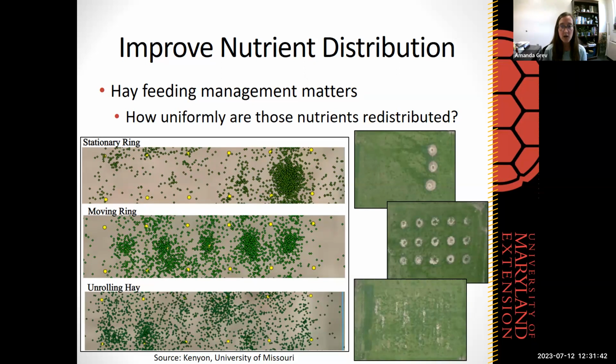And you can see on the left-hand side, all of those little green dots represent basically manure piles that were deposited in those different fields. So you can see the concentration of manure was much higher, of course, where the stationary ring was in the top, versus as we move down, we start to see more even distribution of that. And then on the right is just some aerial images showing that same sort of thing.